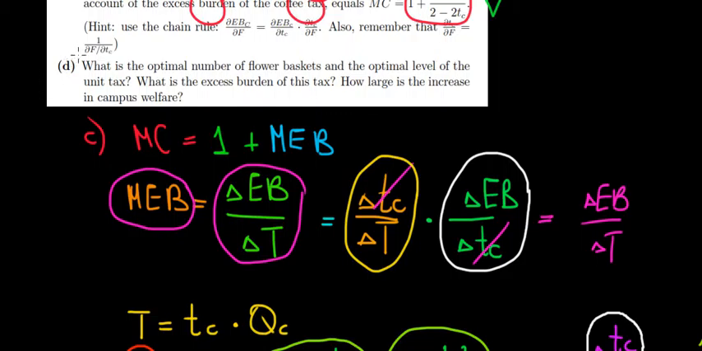Now let's work on part D in this video. So what is the optimal number of flower baskets and the optimal level of the unit tax of coffee? What's the excess burden? What's going to be the welfare? So we solved already a similar question in part A or B, right?